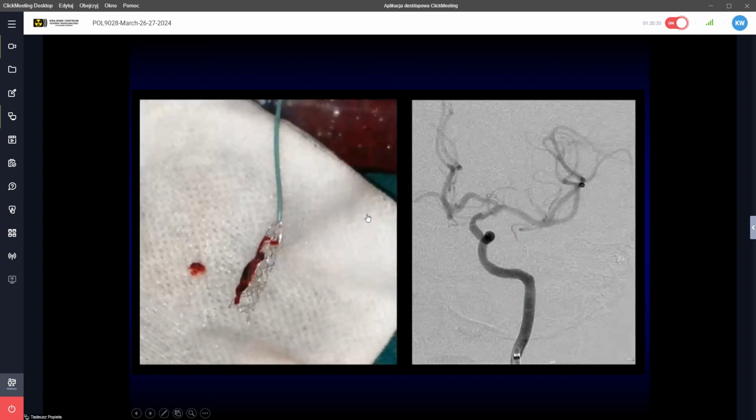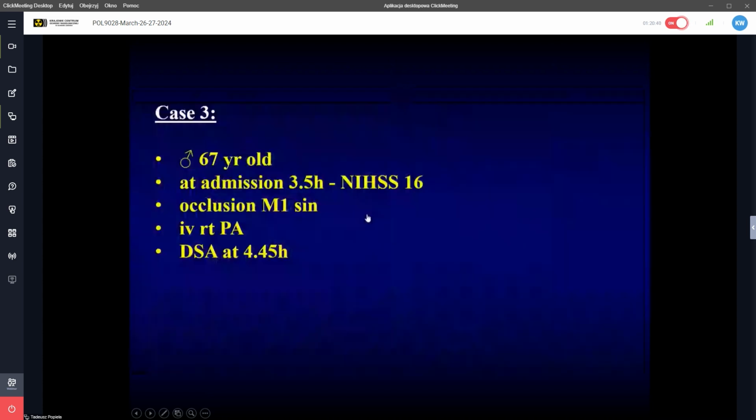We can then, of course, perform the control DSA. You can see the difference. And the last case I want to show you is a case from our lab, a 67-year-old man. At admission, he was 3.5 hours after stroke onset with NIHSS 16.